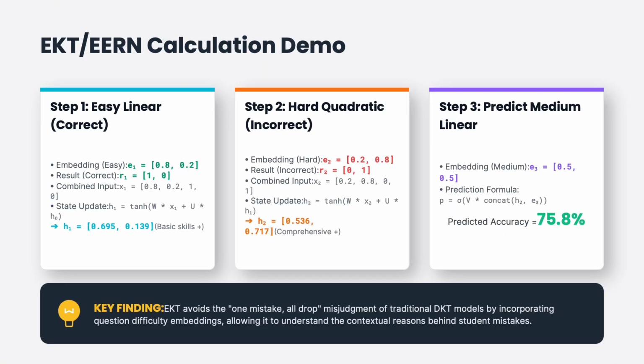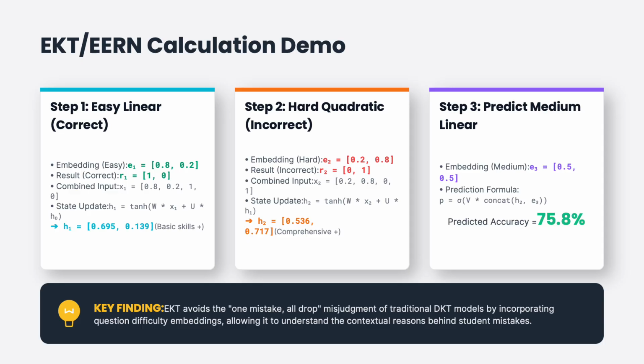Let's walk through a simple example to see the magic of EKT. Suppose a student tries to solve a math problem that requires 2 skills, algebra and geometry. In a traditional model, if the student gets this question wrong, the model might inaccurately lower the student's proficiency score for both algebra and geometry. It's a case of guilty by association, but EKT is smarter.